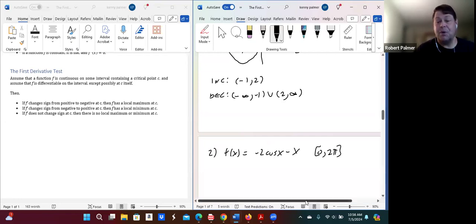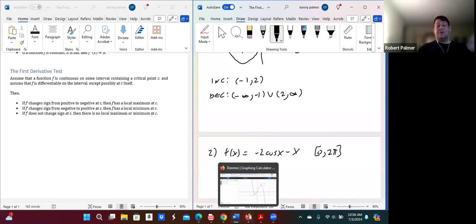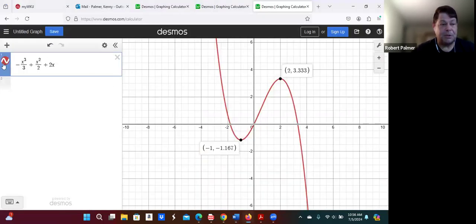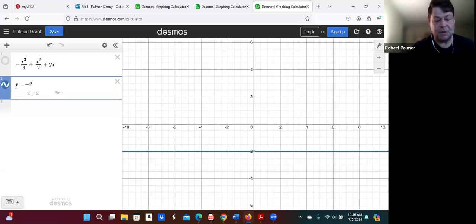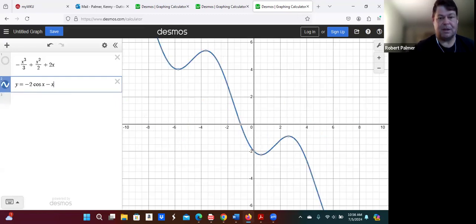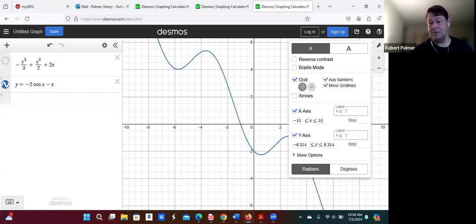First thing, let's actually graph this one first, so that we can match up. That's always a good thing to do since you have graphing tools available. Let me turn this one off and graph this. You don't have to put it as y equals this, but y equals -2 times the cosine of x minus x. Remember also that in Desmos, the default setting is radians, so I'm keeping it in radians.